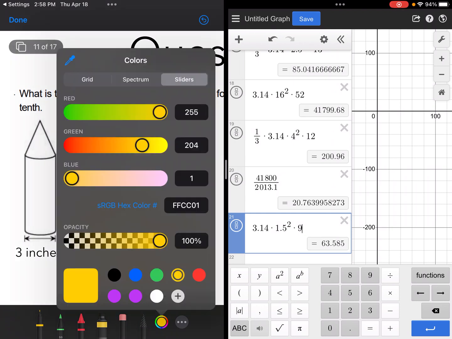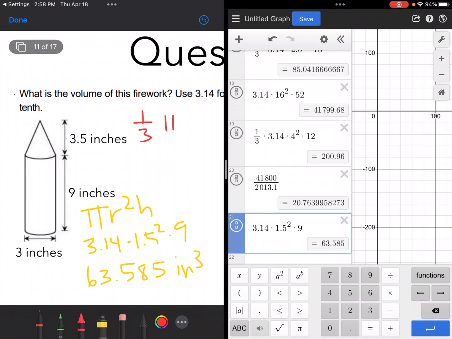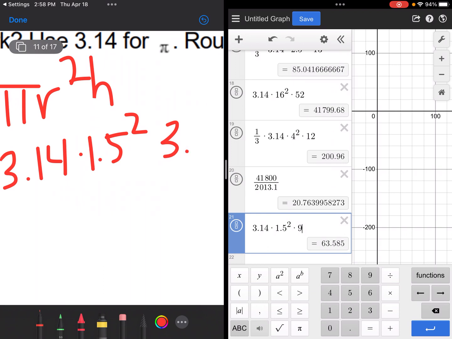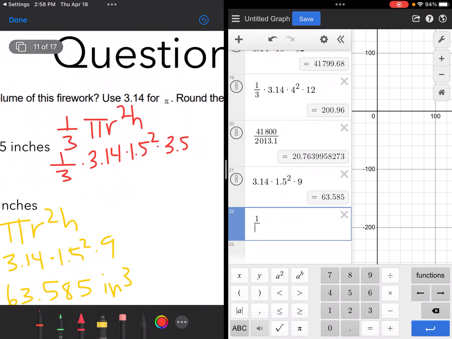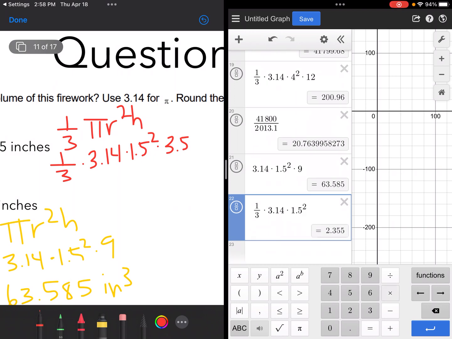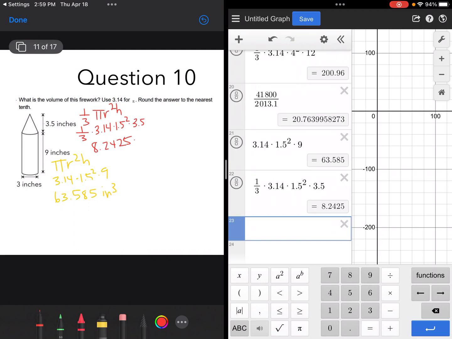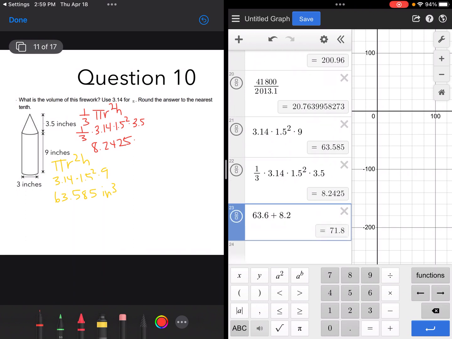Then we're going to find the volume of the cone. So 1/3 pi radius squared h. And I get 8.2425. So then I have to put them together because the cone is on top of the cylinder. So we're going to add them. So 63.6 plus 8.2, and we get 71.8 inches cubed.